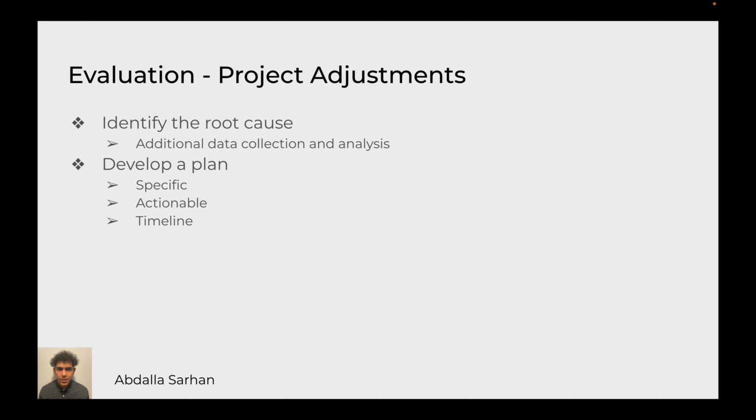Finally, changes to the plan should be communicated to stakeholders. This helps to ensure that everyone is aware of the changes and can adjust their activities accordingly. After that, the process of evaluation may start again.